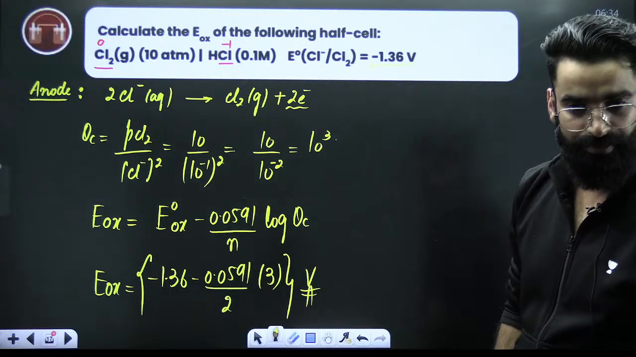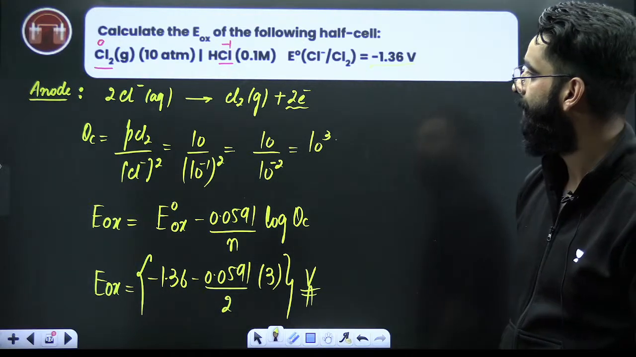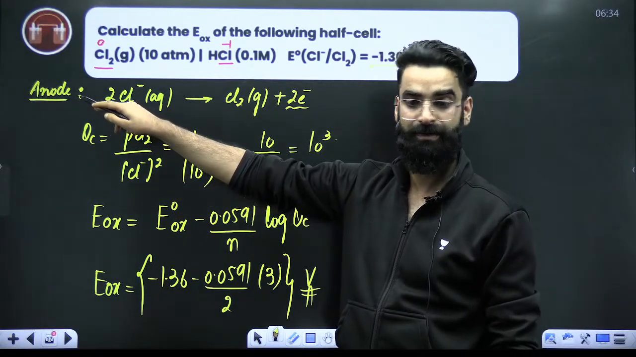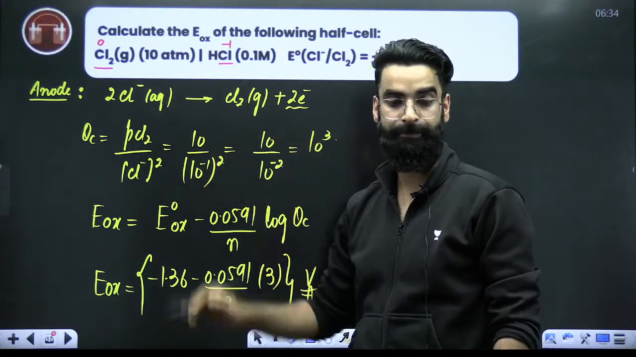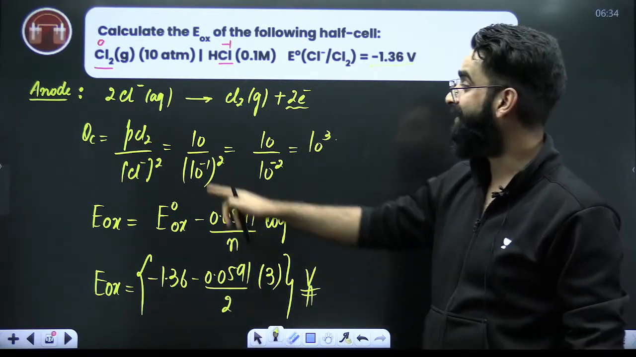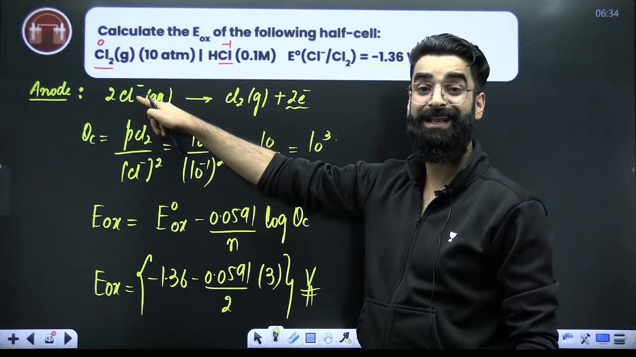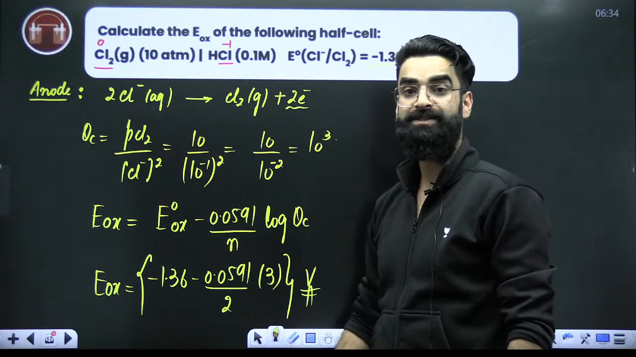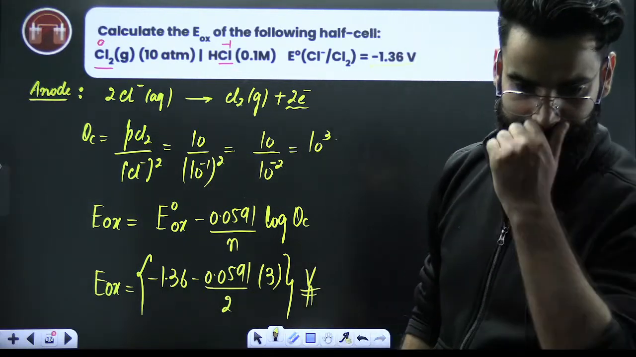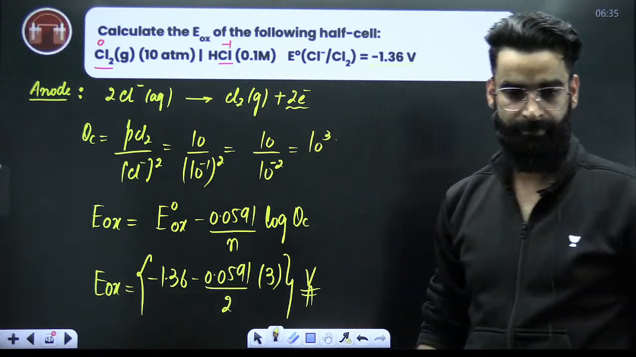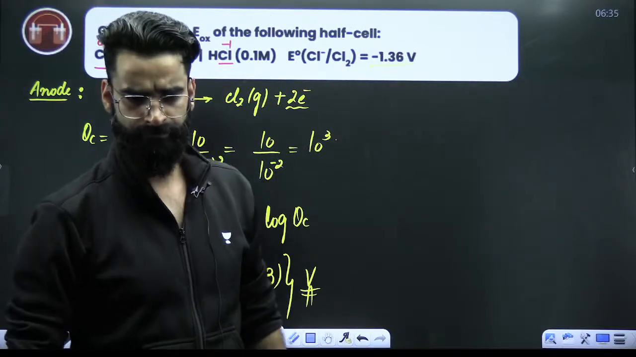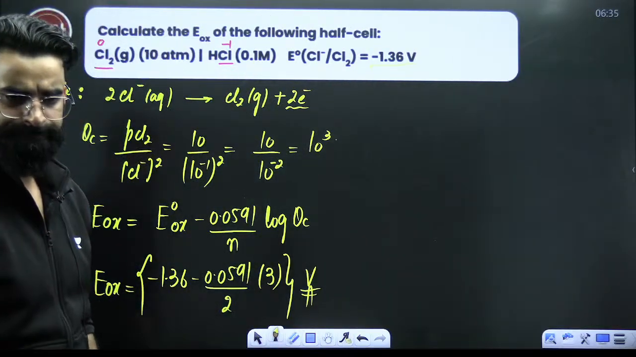Electrons will add. Why will electrons add? At anode, oxidation takes place. Oxidation means loss of electrons, right? That's why electrons are on the right side. Okay? And this is Cl negative. Cl negative, right? It's not Cl or something. I hope it's clear. Perfect, guys?